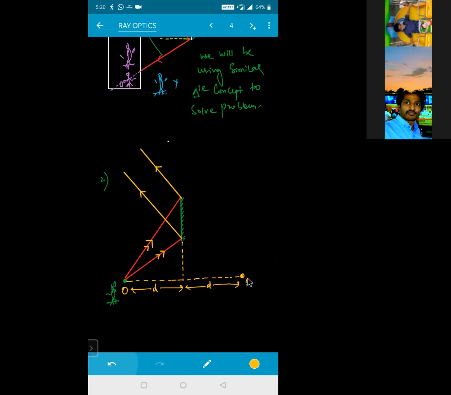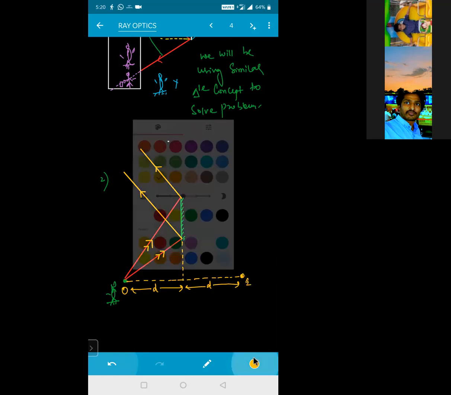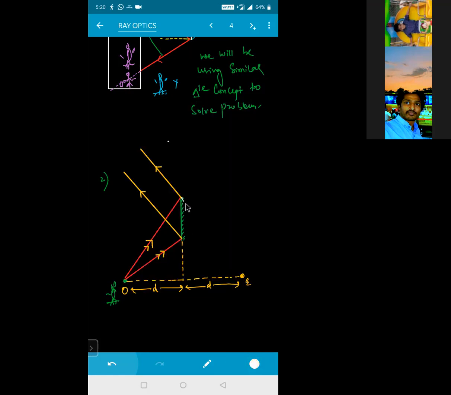That is nothing but equal to your eye. Yes, sir. Isn't it? Now, if I extend this one in the backward direction, the image formation is taking place at this position. Are you getting my point? Yes, sir. So this is the way you draw the diagram.